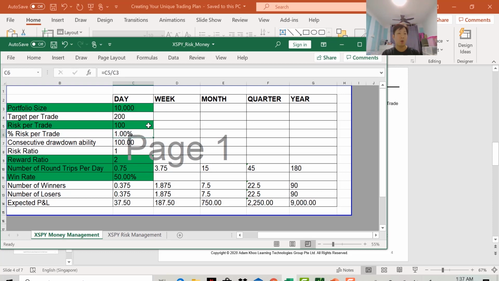What else can you do to increase your size? Let's say the risk reward is constant. You can increase your round trades per day, and then you're probably going to do more trades.